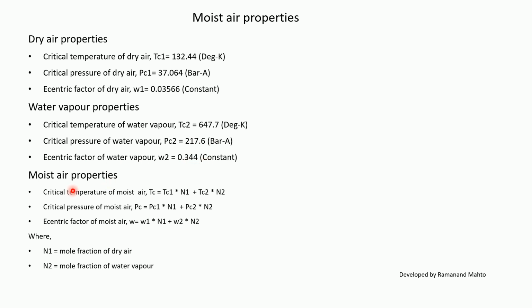So moist air properties: critical temperature of moist air Tc is equal to Tc1 into N1 plus Tc2 into N2. Critical pressure of moist air is Pc1 into N1 plus Pc2 into N2. Eccentric factor of moist air is W1 into N1 plus W2 into N2, where N1 is the mole fraction of dry air and N2 is the mole fraction of water vapor.